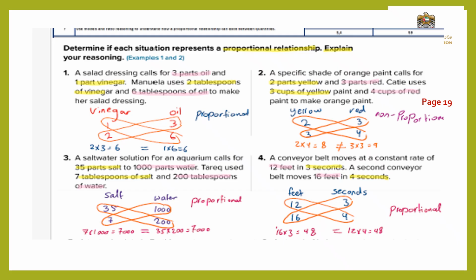The same way here, yellow and red are the two headings. 2 parts of yellow, 3 parts of red, and 3 cups of yellow, 4 cups of red. Give these two headings and post the values correctly. Then multiply 2 times 4, this is 8. 3 times 3, this is 9. One side we got 8, another side we got 9. In that case, this is not proportional. Or by dividing also you can do, that's up to you. Different methods you can use.